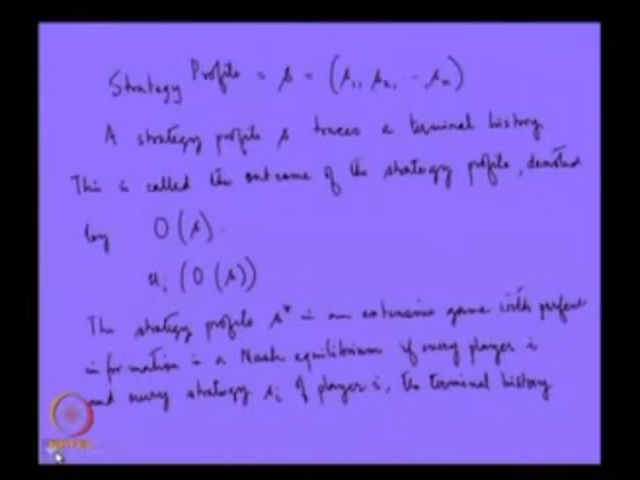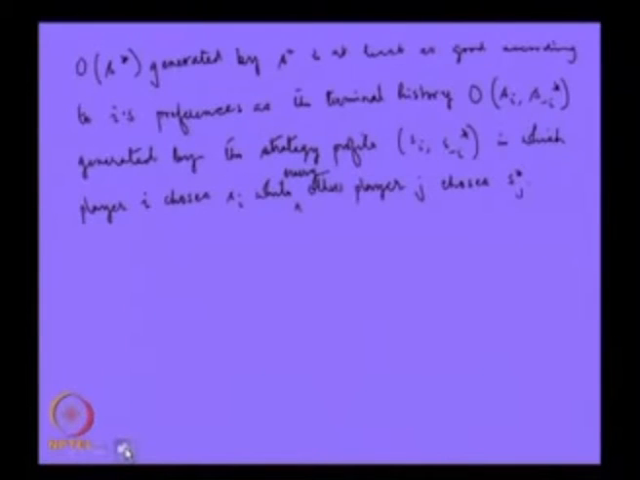So, this is the definition. A strategy profile s star in an extensive game with perfect information is a Nash equilibrium if for every player i and every strategy si of player i, the terminal history O(s star) generated by s star is at least as good according to i's preferences as the terminal history O(si, s-i star) generated by the strategy profile (si, s-i star), in which player i chooses si while every other player j chooses sj star. So, this is the definition in terms of language.